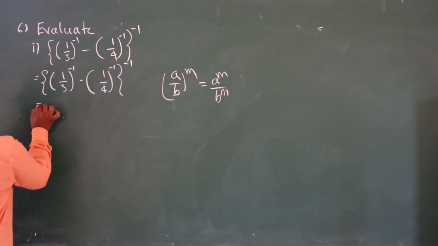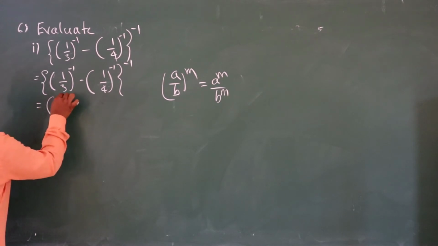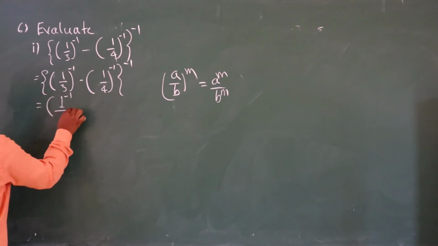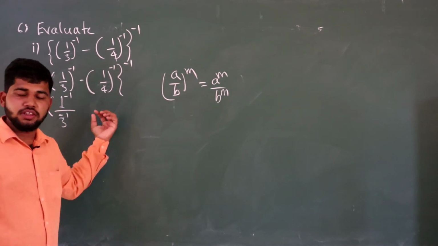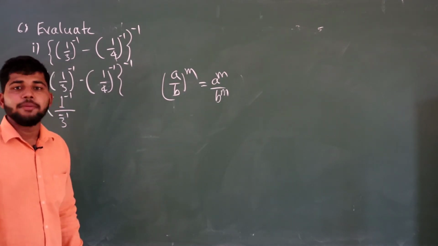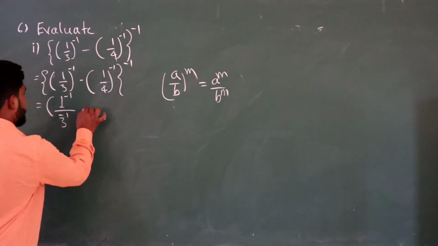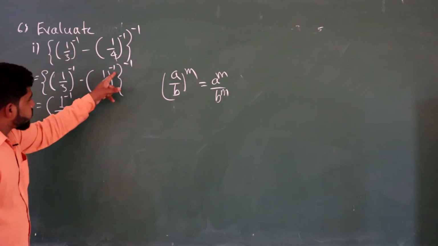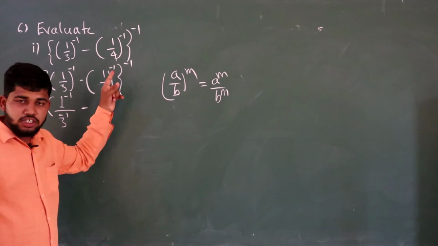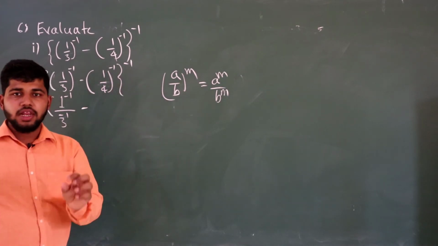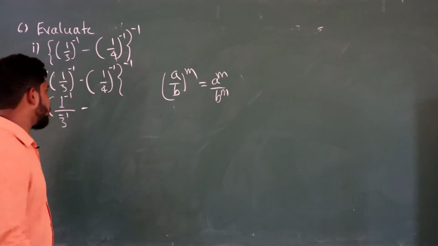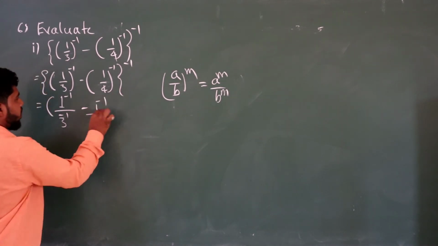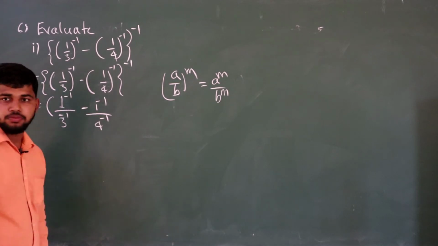Now, (1/3)^-1, because minus 1 is common for both 1 and 3. And in the second one, (1/4) is raised to the power of minus 1. Here also minus 1 is common for both 1 and 4. Now 1 raised to minus 1 divided by 4 raised to minus 1.